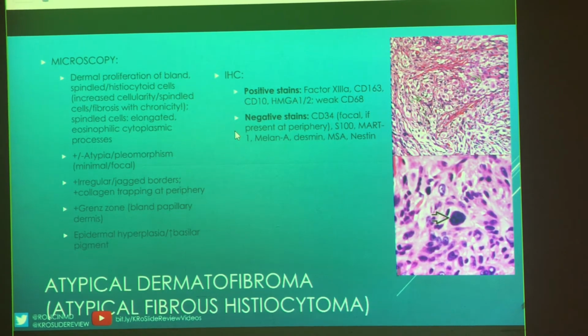The spindle cells themselves tend to be elongated and have very eosinophilic cytoplasmic processes. You may or may not see atypia. Our case has some atypia in it. You may or may not see pleomorphism, but it should be very minimal and focal, and that's what we see in the case that I gave you. So if you weren't sure about atypia in the dermatofibroma, go spend a little more time looking at it, because again, it can be very minimal, it can be very focal.